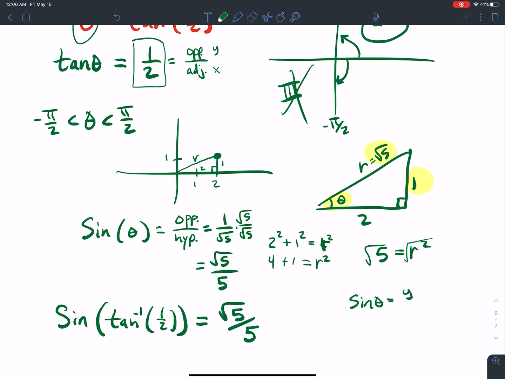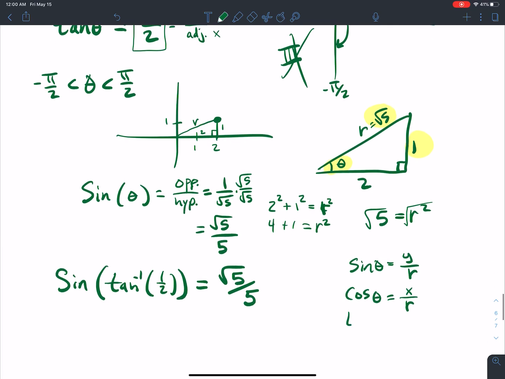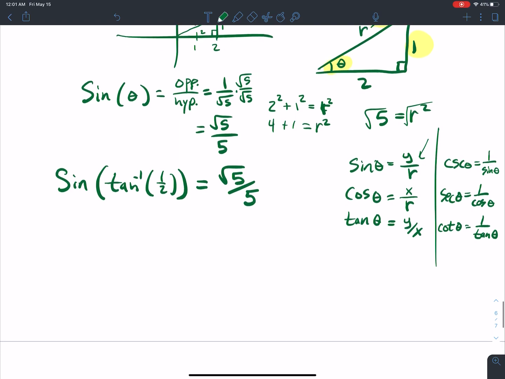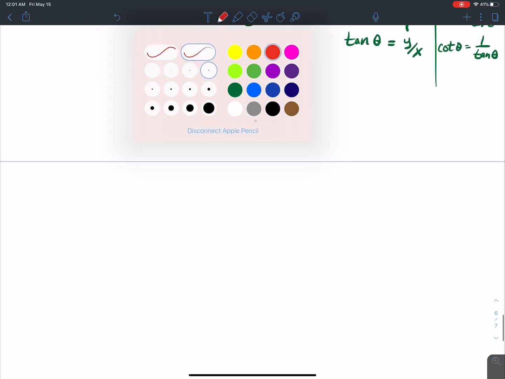Sine theta, y over r. Cosine theta, this is x over r. Tangent theta, this is y over x. Cosecant theta, this is 1 over sine theta. Secant theta, 1 over cosine theta. And then cotangent theta is 1 over tangent theta. So those are the reciprocal functions, okay? So literally you do the reciprocal. Instead of y over x, or y over r, it's r over y. Okay? So let's run through with another example.